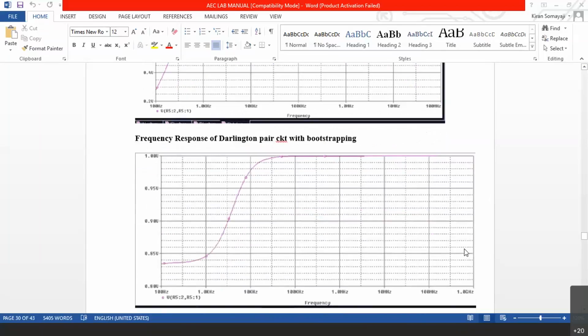Now the frequency response with the bootstrapping. With the bootstrapping, you can see there's a slight improvement because of that positive feedback. There's a slight positive feedback there, right? Because of the positive feedback, the input signal is slightly increased. Gain has now become 1 instead of 0.98.